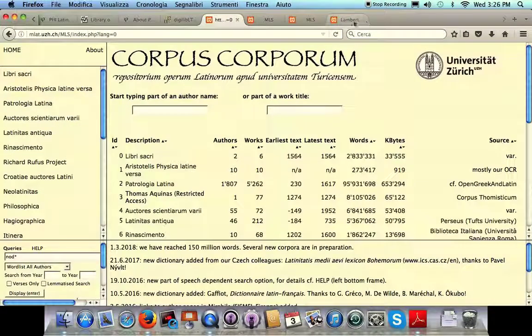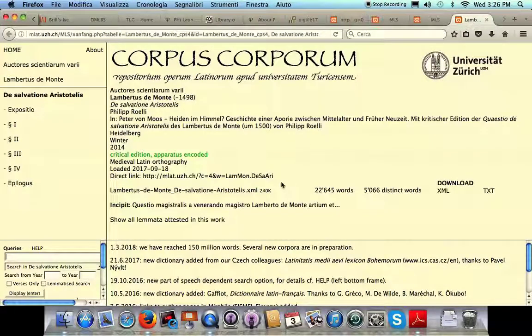So, for example, this direct link should lead us to a text by Lambertus de Monte, which I happen to know well because I edited it myself. It's a very little-known author from the late 15th century who wrote a text about the salvation of Aristotle.